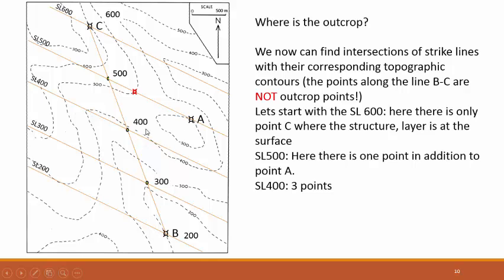Let's have a look at the 400 meter strike line. We have exposure here, there, and there. That is where the 400 meter strike line intersects with the 400 meter topographic contour in 3 different points. Strike line 300 has only one point, and this point would sit here. And along the 200 meter strike line we have again only one intersection on our map. This would be this point here. Nowhere else the 200 meter contour line is intersected.